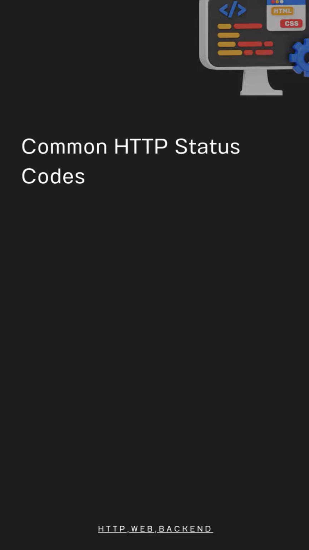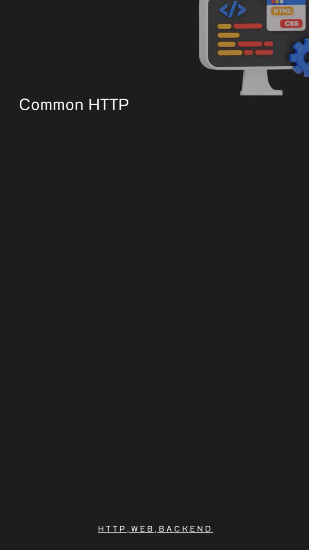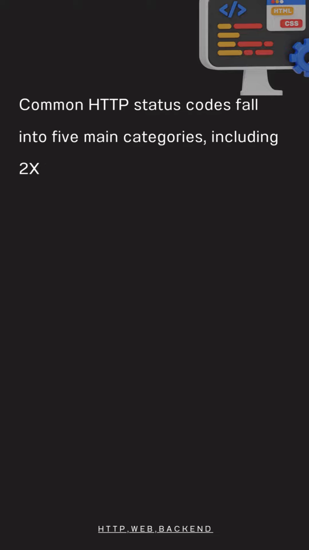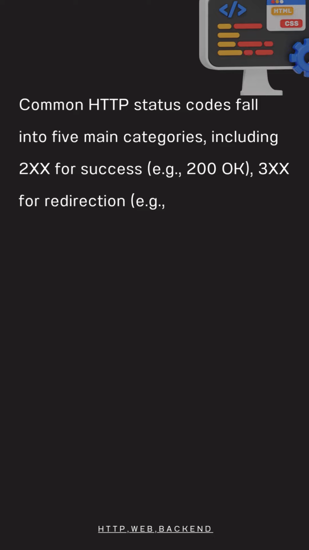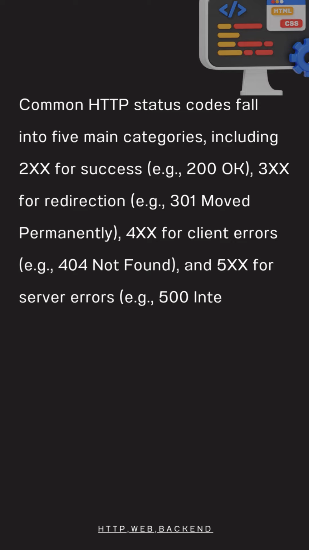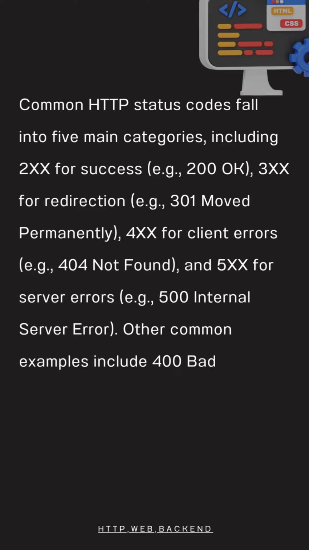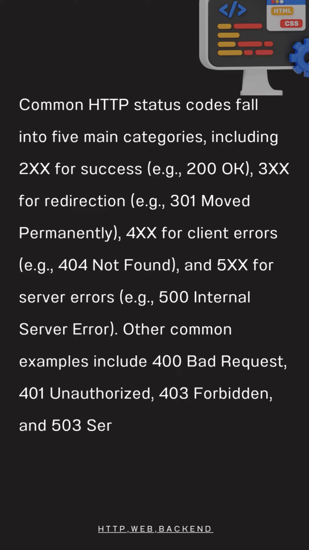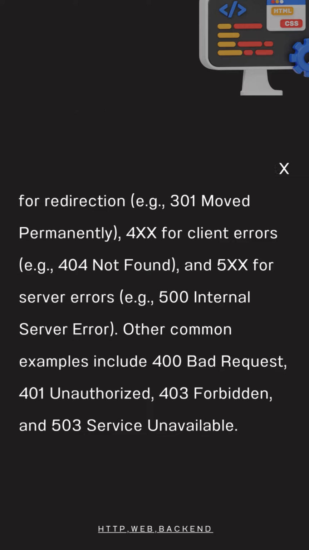Common HTTP status codes. Common HTTP status codes fall into 5 main categories, including 200 series of status codes for success, example 200 OK, 300 series of codes for redirection, example 301 moved permanently, 400 series of codes for client errors, example 404 not found, and 500 series of codes for server errors, example 500 internal server error. Other common examples include 400 bad request, 401 unauthorized, 403 forbidden, and 503 service unavailable.